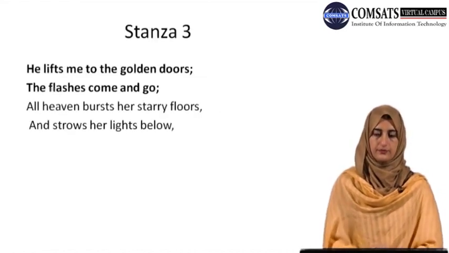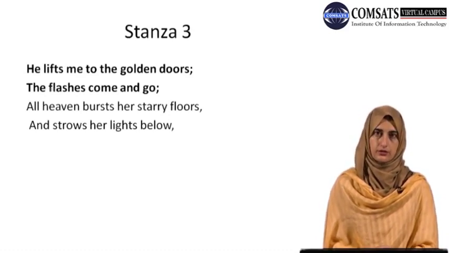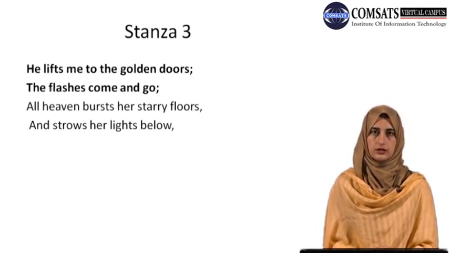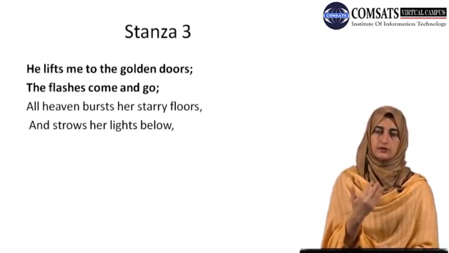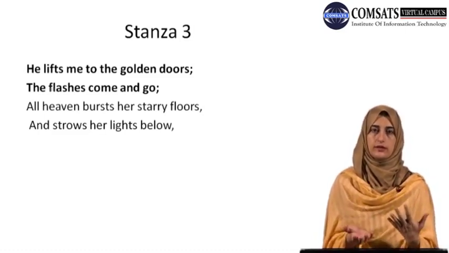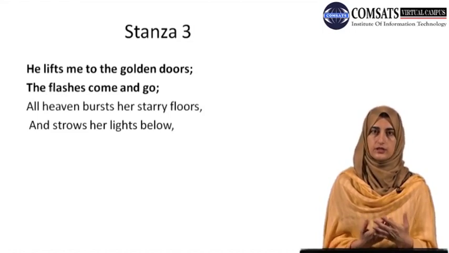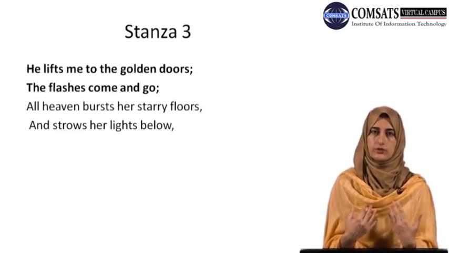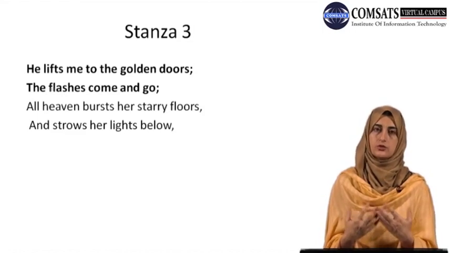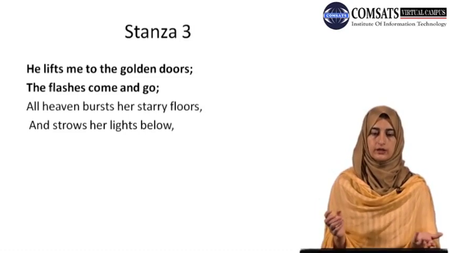And then the next stanza, she is in another state of ecstasy. She says, he lifts me to the golden doors. You see how gradually Tennyson has taken you along. He first described to you the peaceful, beautiful, moonlit scene, and then in the next stanza he told you how she implores and seeks purity, and then with the help of her virginity, the doors to the heavens will open, and her prayers will be heard.